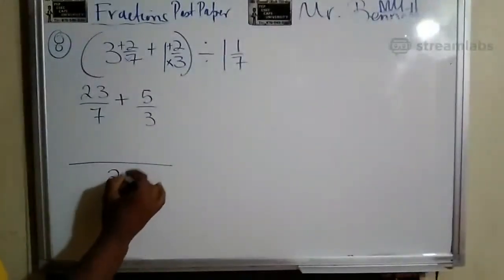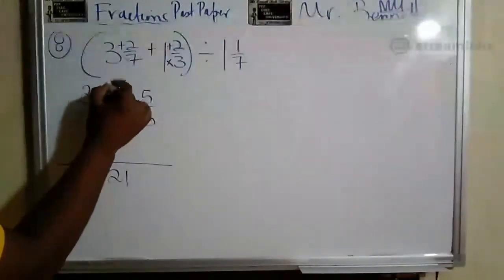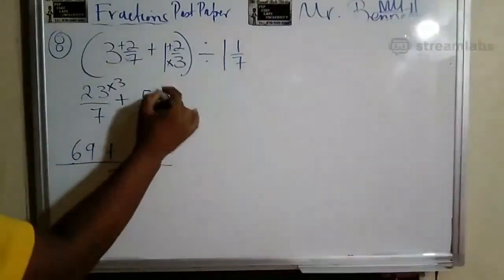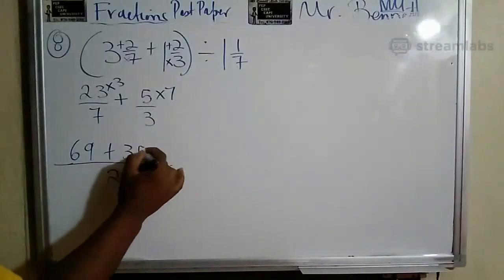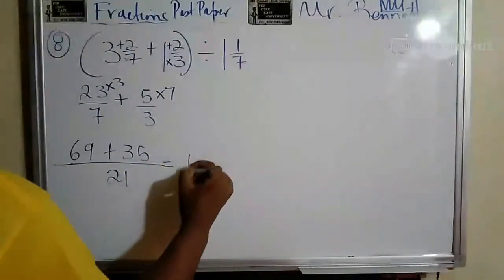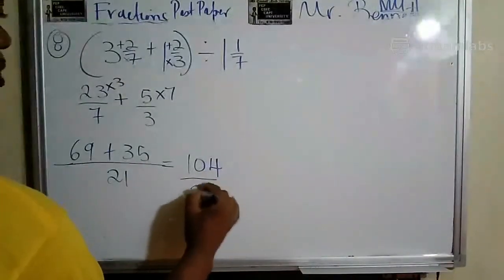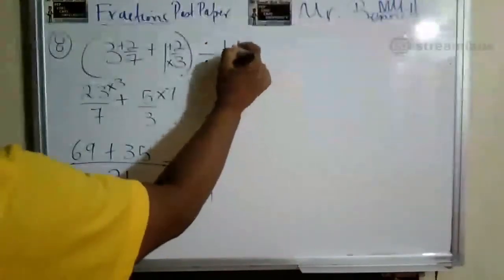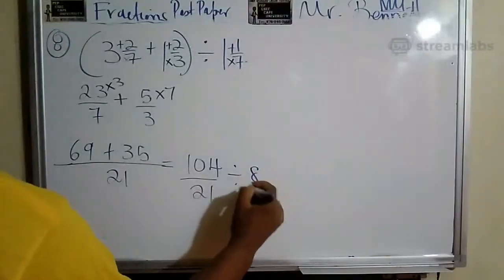So it will be 21. 7 to 21 goes 3 times. 3 times that gives us this number. 3 into 21 gives us 7. 7 times 5 is 35. So now we can add 69 and 35. So that gives us 104 upon 21, right? So we're going to change this part now. 1 times 7 is 7 plus 1, that gives us 8 over 7.